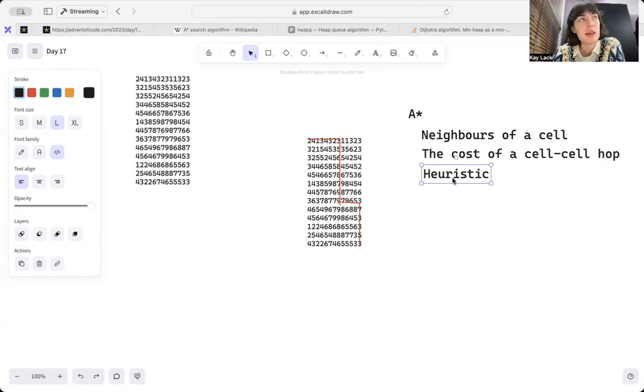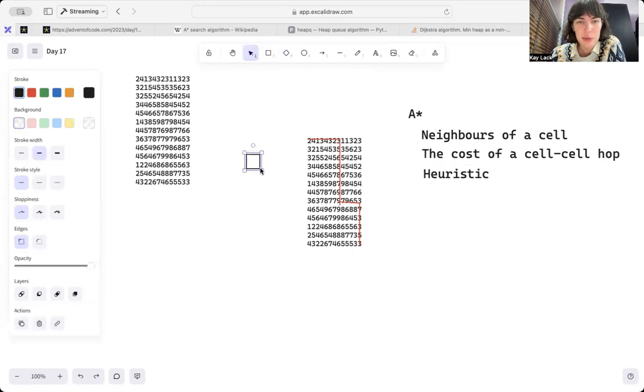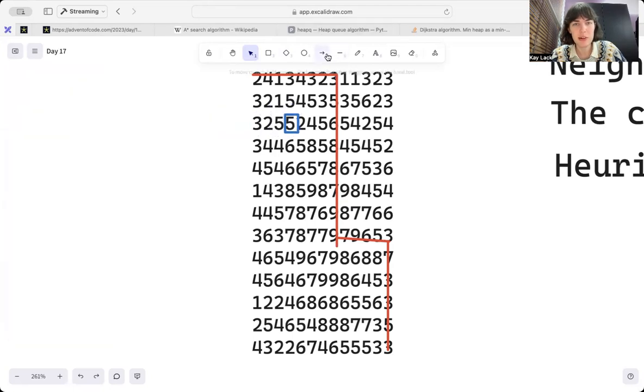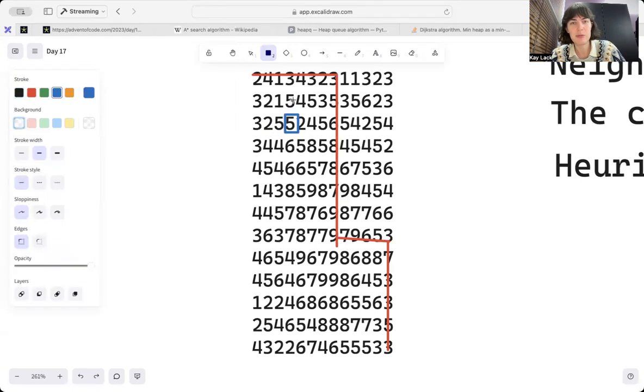What am I trying to say? It allows us to provide an estimate for how costly we believe it is going to be to get to another cell from the cell that we're on. Okay, let me give an example. So let's say we're on this cell, this 3 here, and we can choose whether we want to go left, right, up, or down.